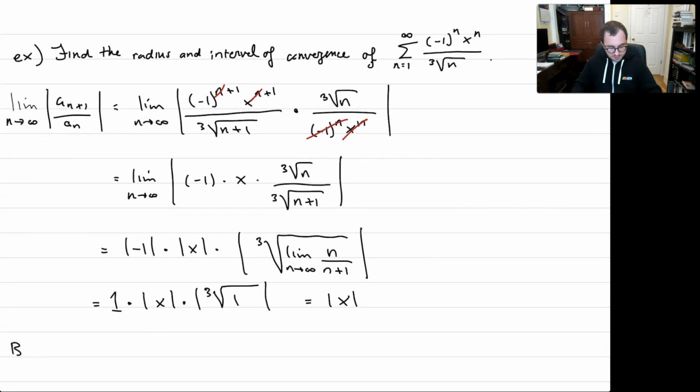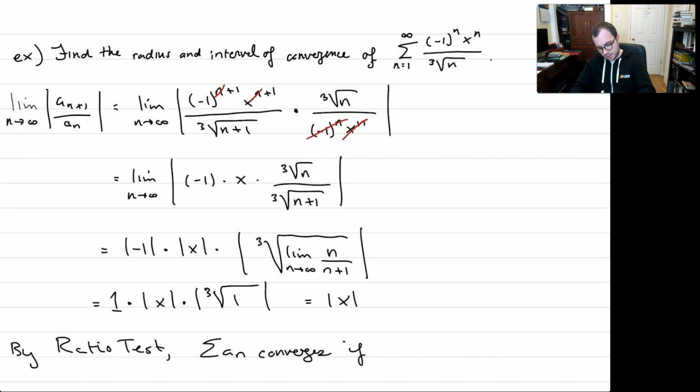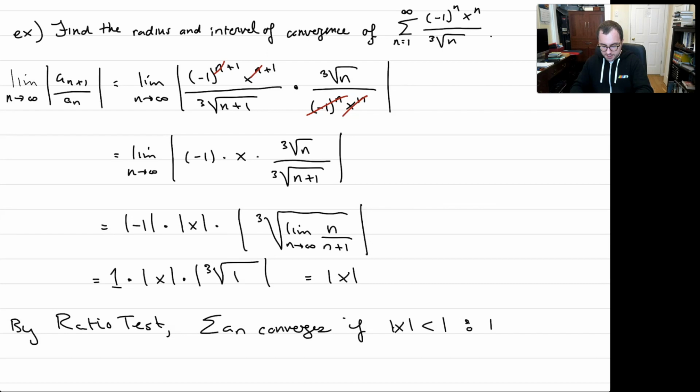So by the ratio test, this series is convergent when that absolute ratio's limit is less than 1, or when the absolute value of x is less than 1. So by the ratio test, this series converges if the absolute value of x is less than 1. So the radius of convergence is equal to 1.